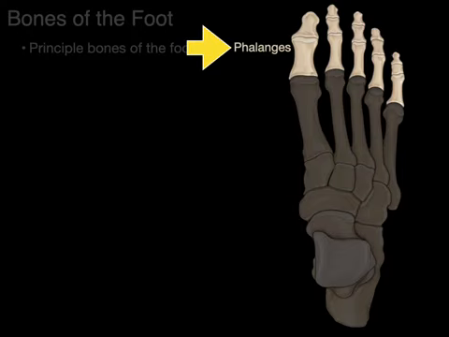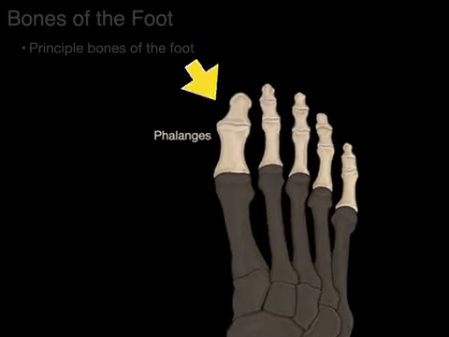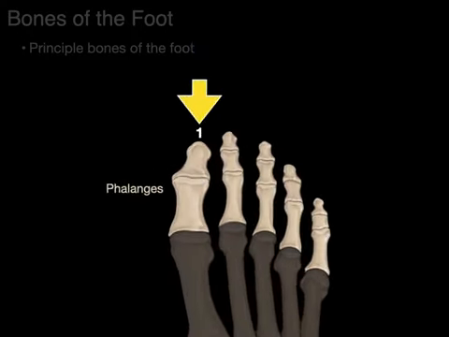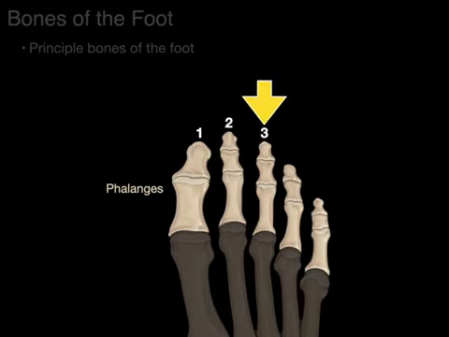And then finally we have the phalanges. And the phalanges, there are 5 of them. The first phalange is known as the hallux, which is Latin for great toe. This is your big toe. And then we have the 2nd, 3rd, 4th, and 5th phalanges.